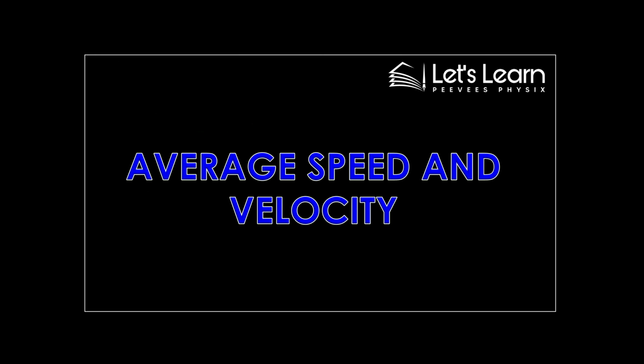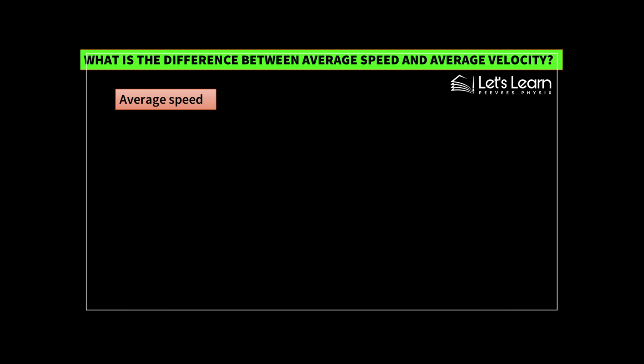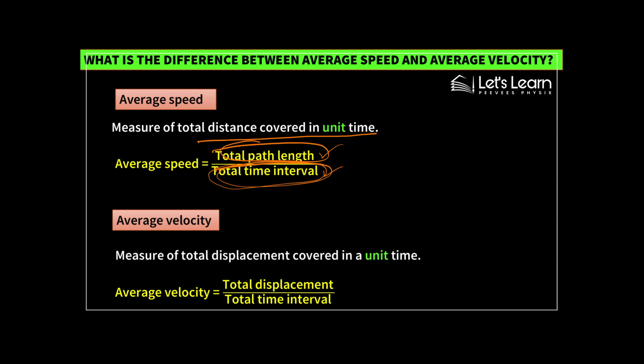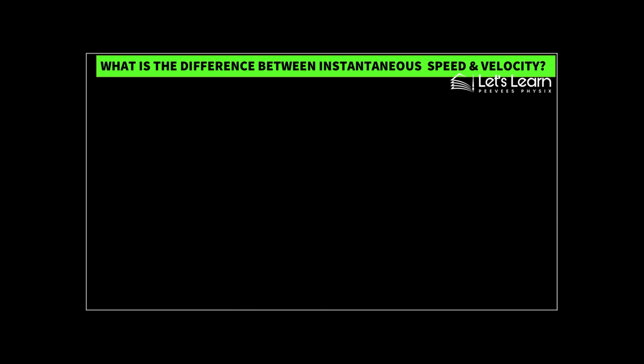We move on to the difference between average speed and average velocity. We knew average speed means total distance traveled divided by total time, which means total distance traveled in unit time. And for the velocity, it is total displacement divided by total time, which means total displacement in unit time.